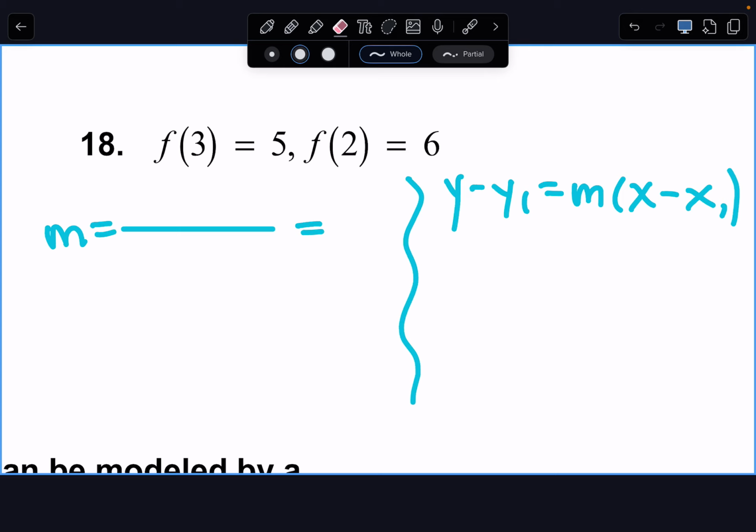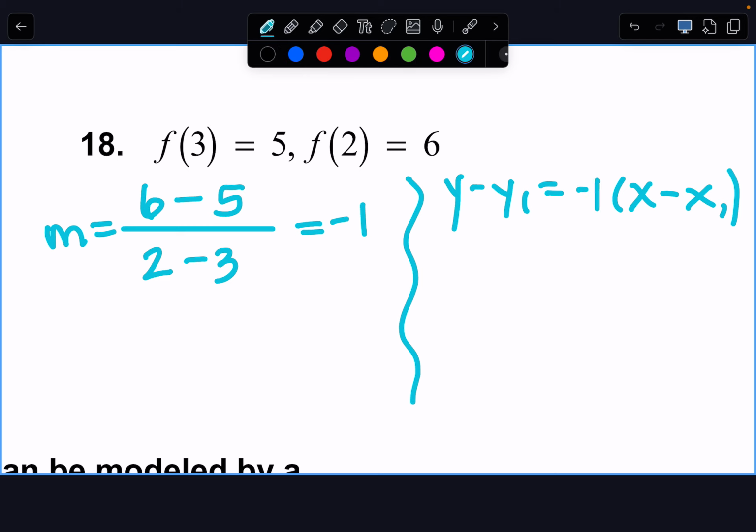All right, Emily, what'd you get for your slope? Oh, I got -1. If we take 6 minus 5 and then 2 minus 3, I think -1 is correct. Joey, do you see that? Okay. So then we know our slope is -1.